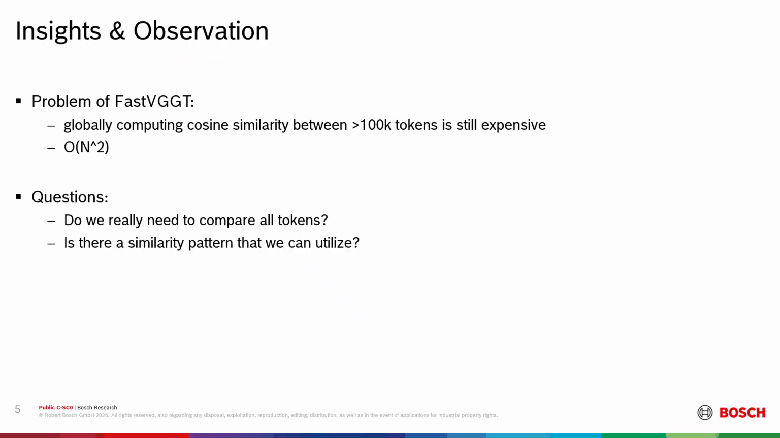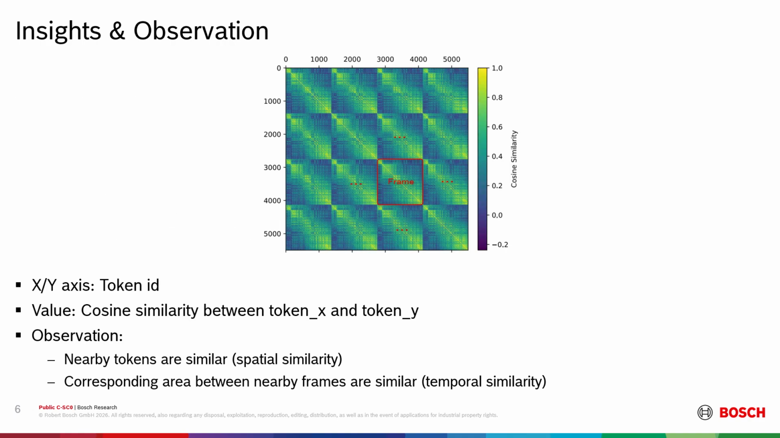This leads to our main insight. Fast VGGT reduces the attention cost, but the matching cost scales quadratically with the number of tokens. So we ask, do we really need to compare every token with every other token? If the similarity map has a pattern, maybe we can restrict matching to a much smaller region while still keeping most useful matches. Here is the pattern we observe.